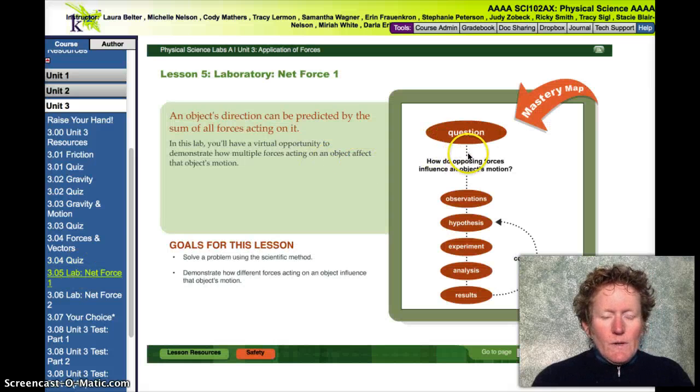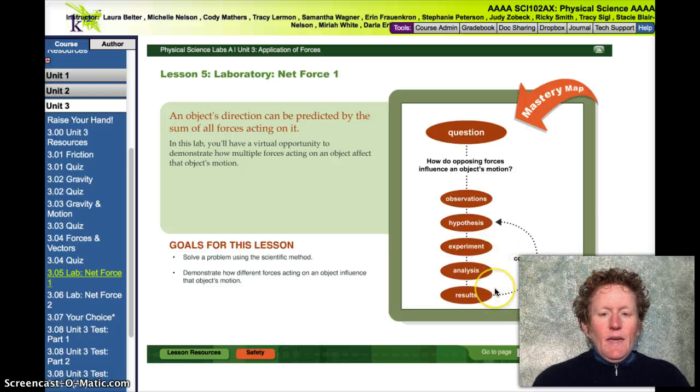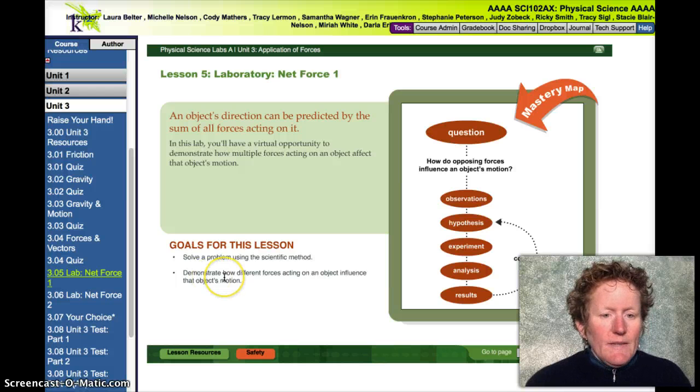Of course, we're going to practice the scientific methods of making observations, forming a hypothesis, performing an experiment, analyzing the data, and then communicating the results. Particularly, the goal for this lesson is to demonstrate how different forces acting on an object influence that object's motion. We're going to look at how vectors add.